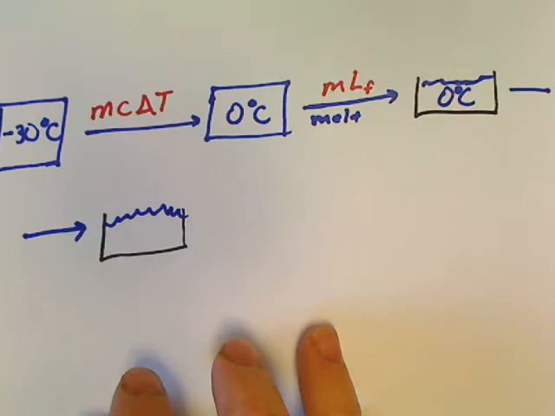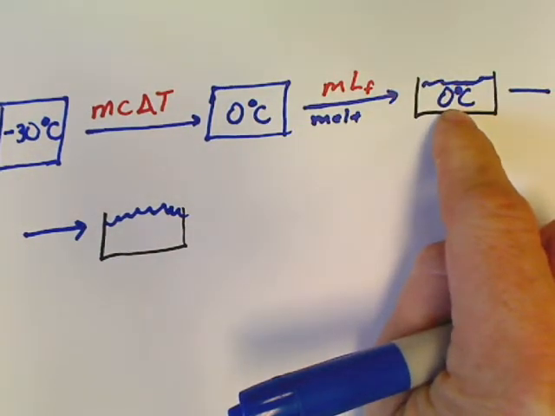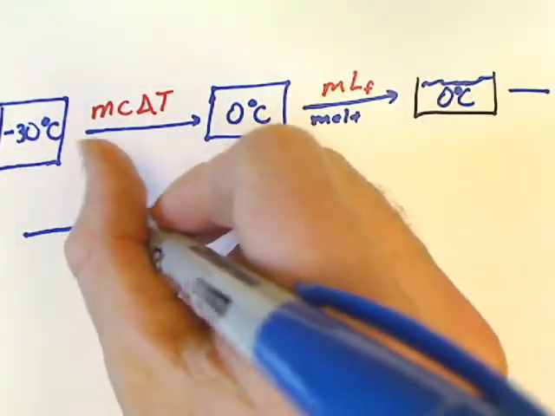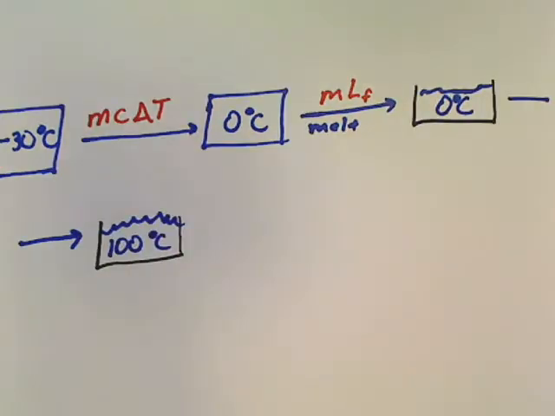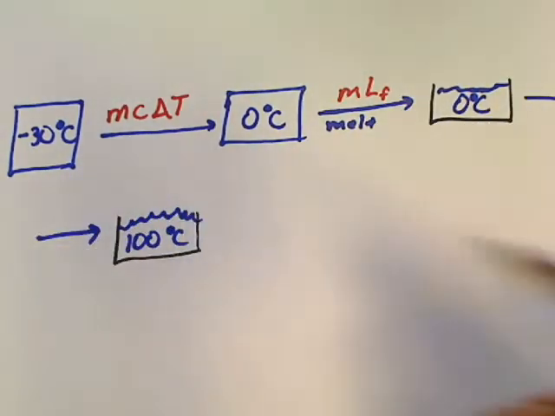Well, before I can boil the water, I'm going to have to heat its temperature from 0 all the way up to 100 degrees Celsius. Once I get the water to 100, I can boil it. So I want you to look at something. I've got to heat the water from 0 to 100.